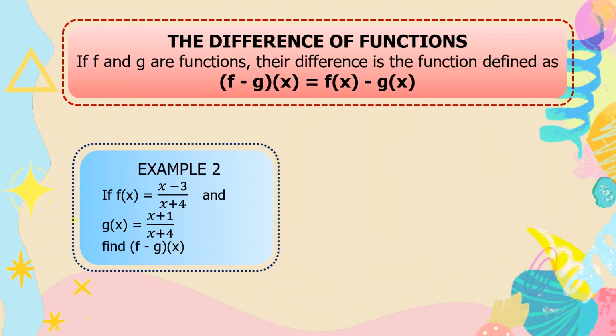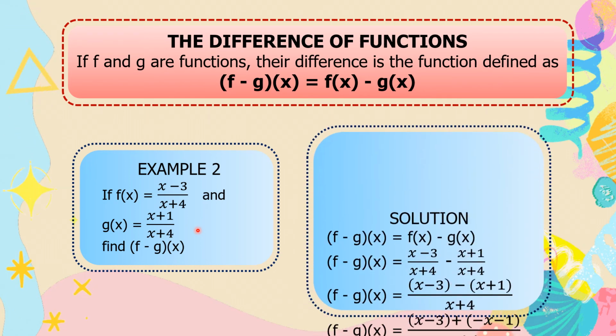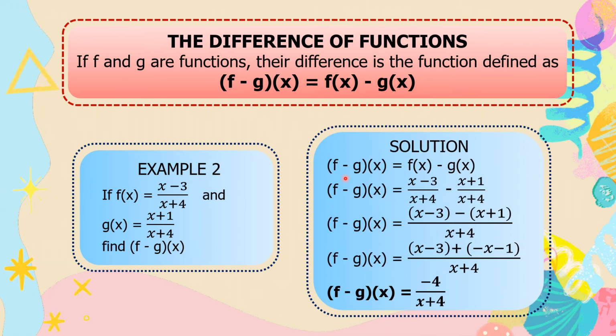Let's have the last example for the difference of functions. So, example number 2. If f of x is equal to x minus 3 over x plus 4 and g of x is equal to x plus 1 over x plus 4, find f minus g of x. So, mapapansin ninyo, ang ating given ay rational or fraction. So, for the solution, syempre, isulat natin o ilagay natin ang definition or formula ng difference of functions.